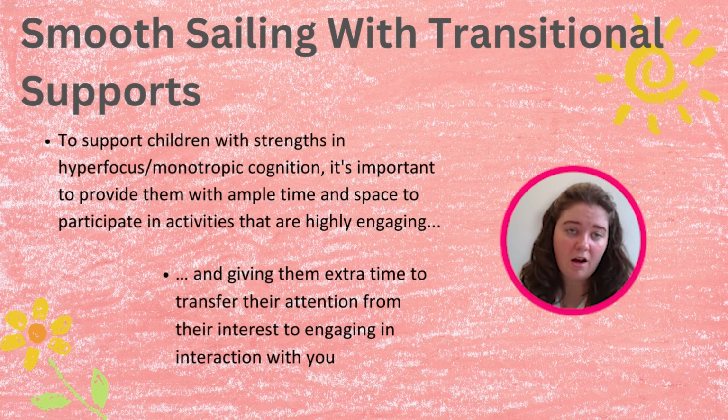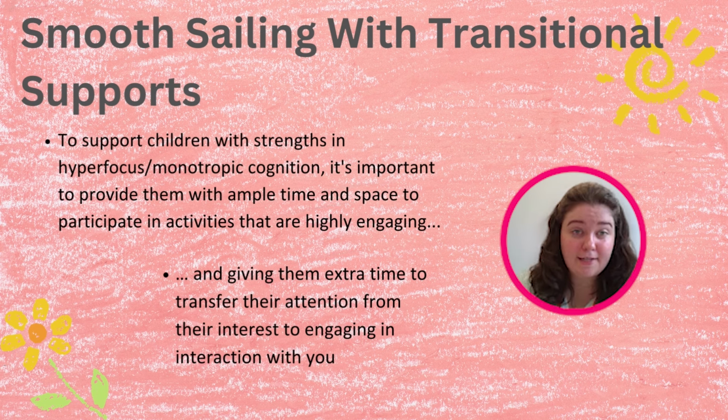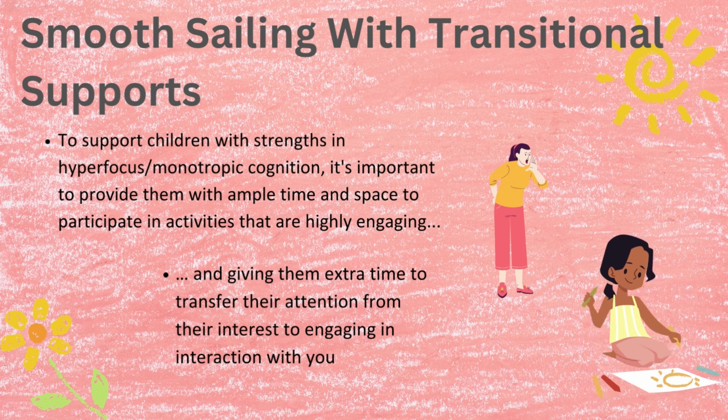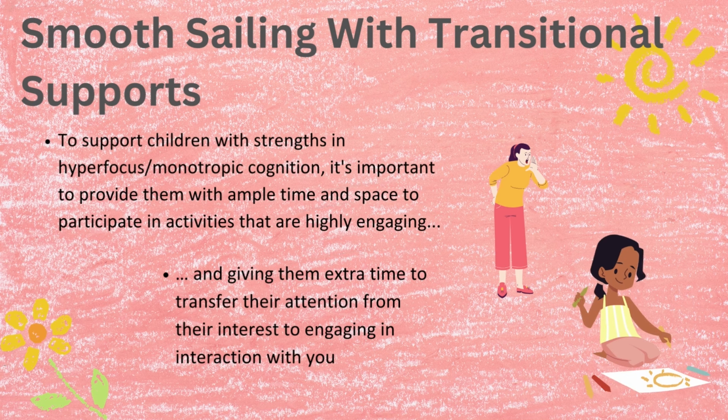Then you may want to offer visual support to indicate the next activity and give them some time to process this information. For example, if a child is in a flow state with focusing on a colouring activity, you might want to join in gently by copying them alongside them. Then show them a visual support to let them know what's happening next and give them extra time to process that information.